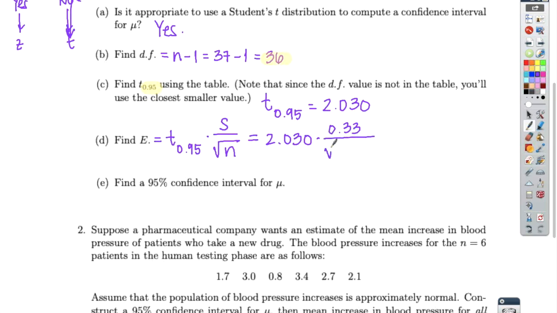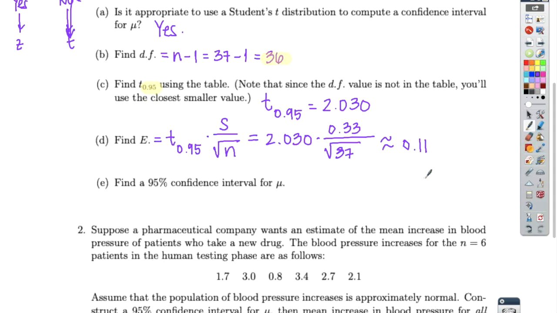And the square root of n, the sample size, is 37. So square root of 37. Now, I'm going to round this to 2 decimal places. So I'm putting this in my calculator now, times 0.33 divided by the square root of 37. And I find it says 0.11013. I'll round to 2 decimal places, so 0.11.